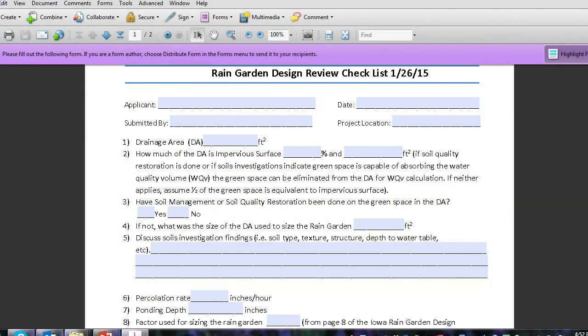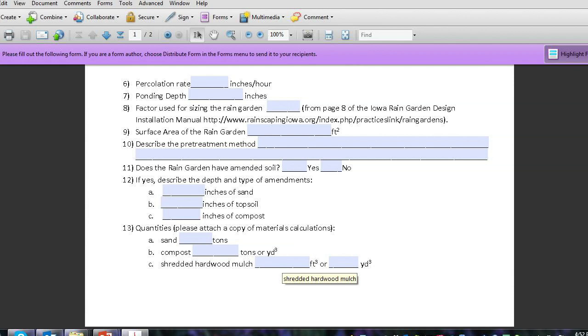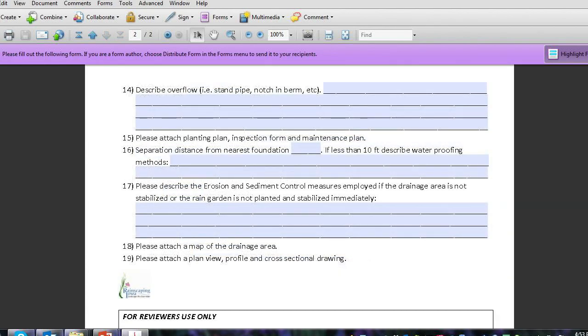Rain gardens, there's probably no need to go through this one because bioretention cells and enhanced rain gardens are very similar to this. Include that vegetation plan with spacing of plants, species of plants, size of plants that you'd be planting. There's guidance on species and plants if you Google rainscapingiowa.org, look under rain gardens, all of that guidance is listed there, those resources, along with layout plans.